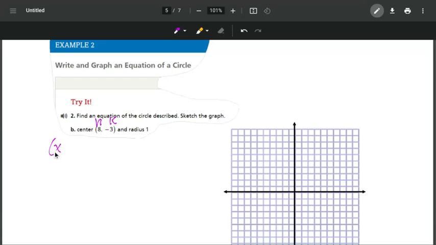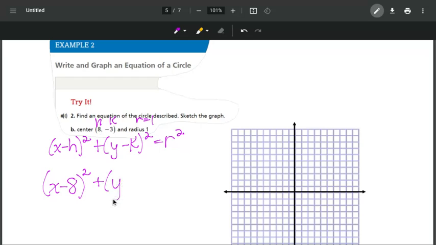My equation is x minus h squared plus y minus k squared equals r squared. And if the radius is 1, then r is 1. So let's see, when I substitute everything in, it'll be x minus the h is 8. So x minus 8 squared plus y, now minus k is -3, so minus -3 would be +3 squared equals radius squared, 1 squared, which is just 1. So I'm not even going to write the 1 squared, I'm just going to leave it as 1.